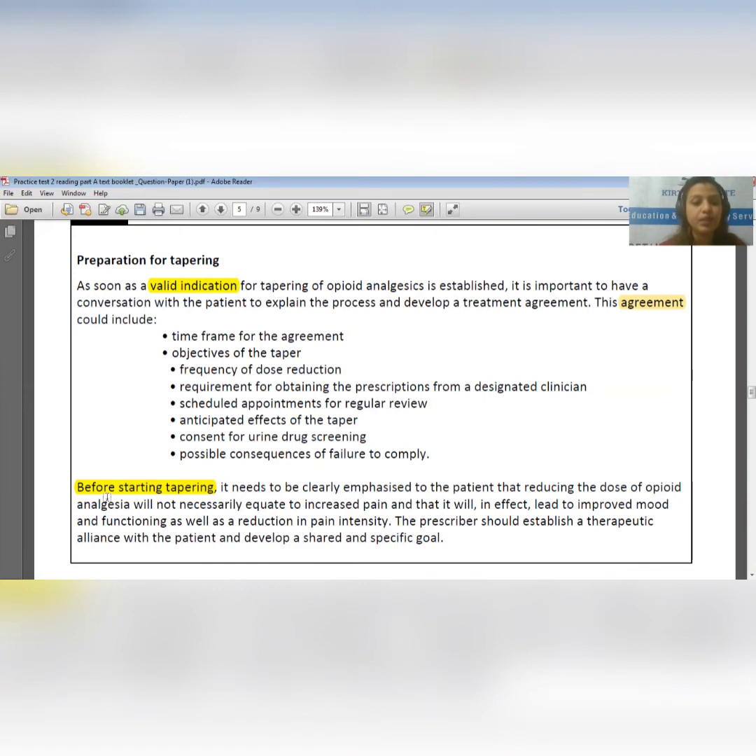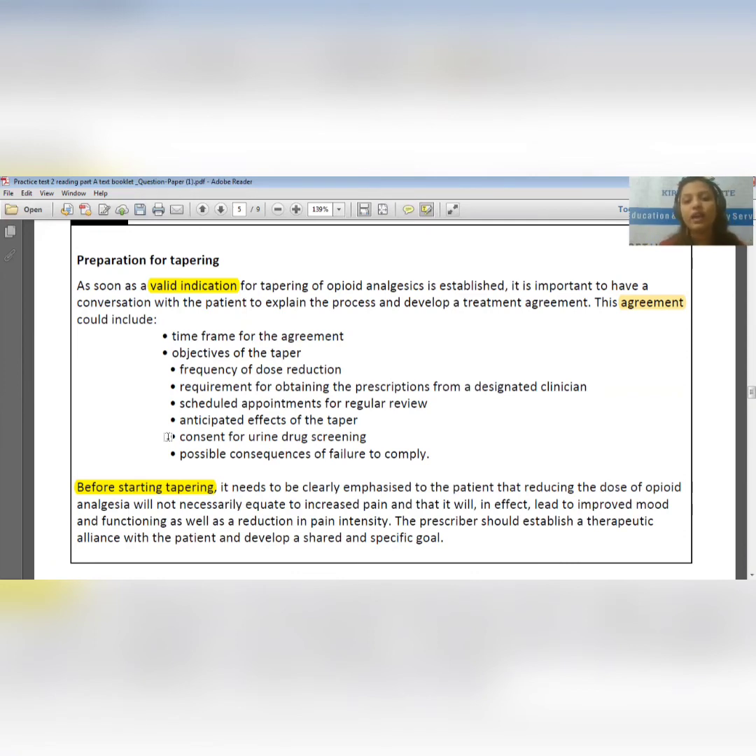Let us see. Before starting tapering, it needs to be clearly emphasized to the patient that reducing the dose of opioid analgesia will not necessarily equate to increased pain, and that it will in effect lead to improved mood and functioning.